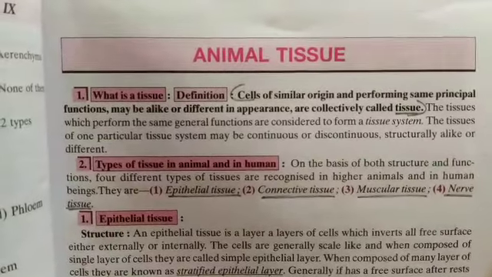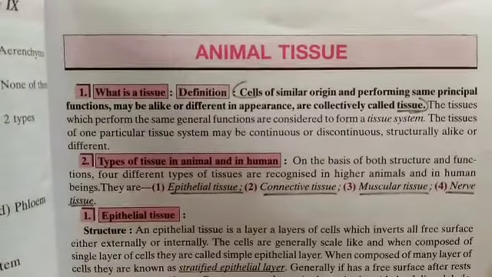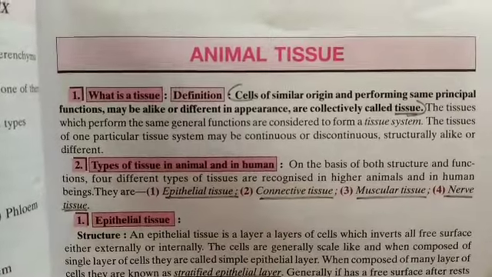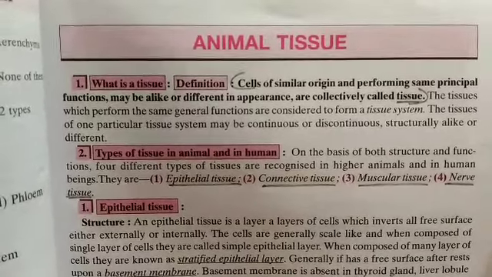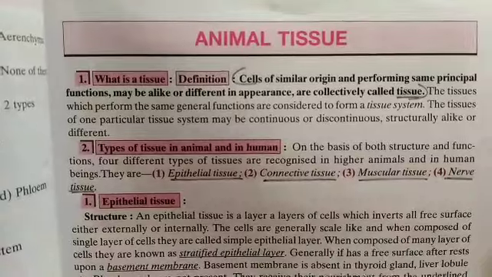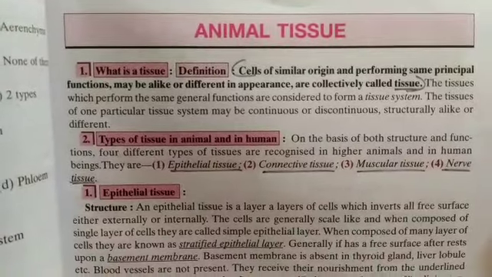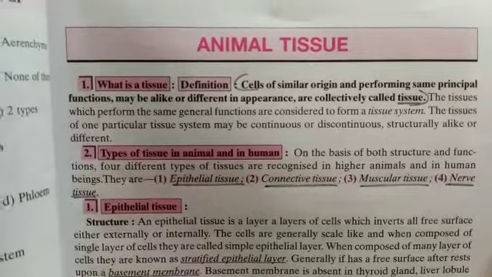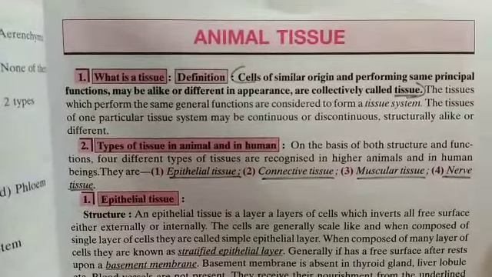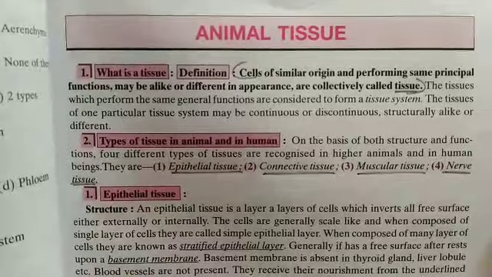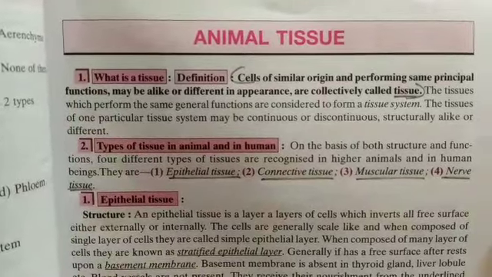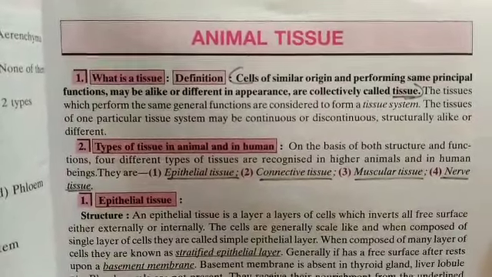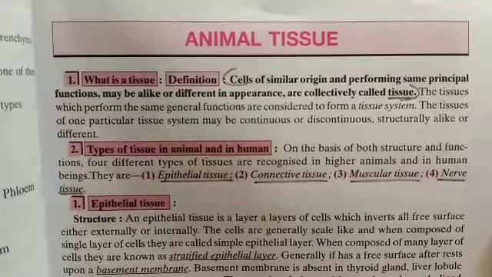We know the structural and functional unit of life is cells. So when cells of similar origin perform the same function, they are collectively called tissue. That means the unit is cell. Some cells together form tissues, some tissues together form organs, and some organs together form the systems.